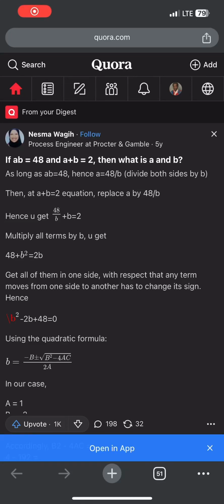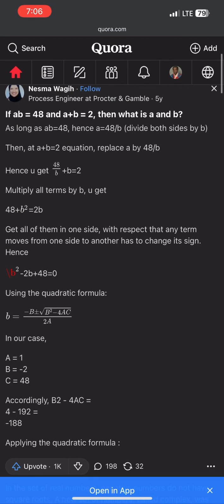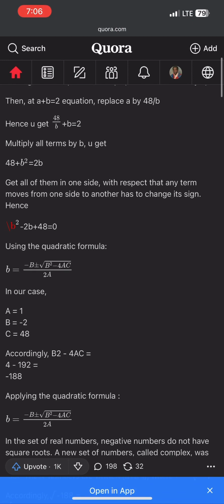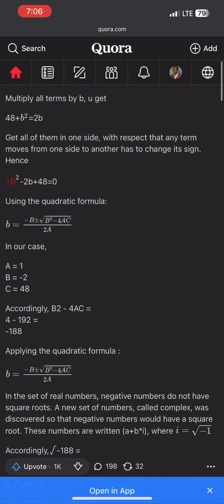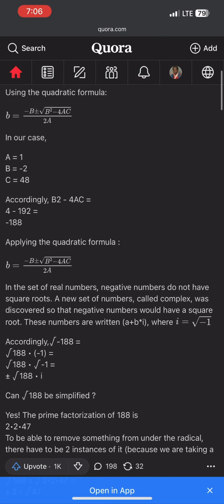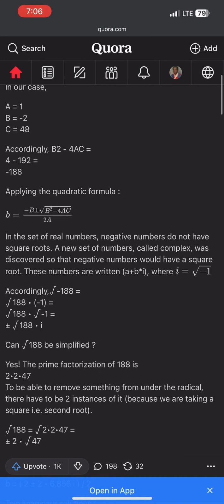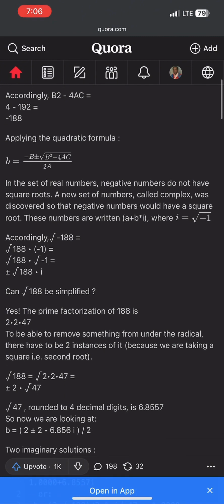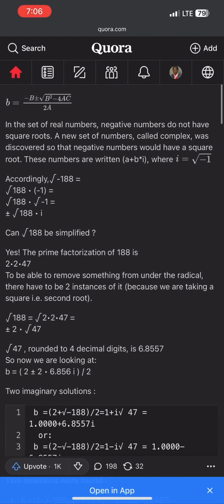What's up, guys? Here you can see someone post a question in the Quora app, and the question is: a times b equals 48 and a plus b is equal to 2. What is a, what is b?